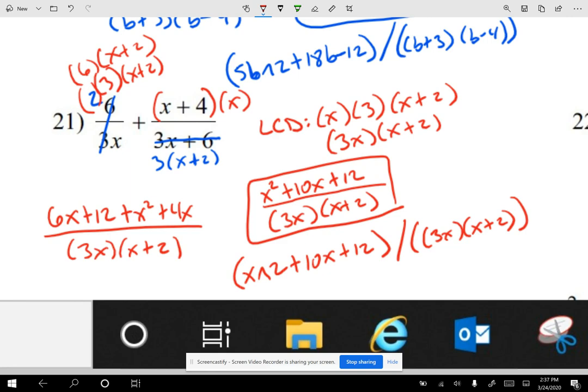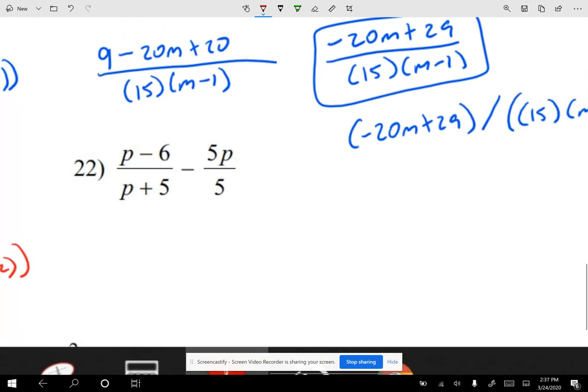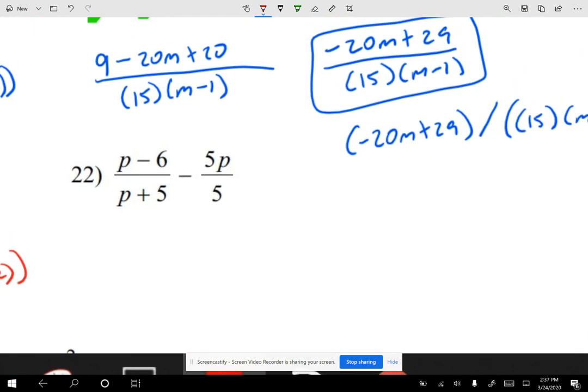All right, let's take a look now at question number 22. I notice the 5's cancel out on the second fraction. The minus in between the fractions, I'll change it to plus, but the negative sign, I'll give it to the p. So my LCD, my least common denominator, will be p plus 5. I only have one denominator, p plus 5. The second fraction, I don't have a denominator. So when I work this, my denominator is p plus 5.